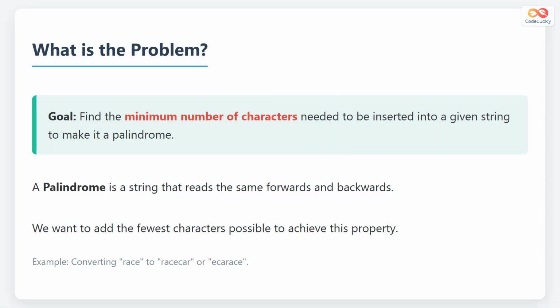First, let's define our goal. We are given a string, and we need to determine the minimum number of extra characters we must insert so that the resulting string becomes a palindrome. Remember, a palindrome reads the same forwards and backwards, like the word racecar.